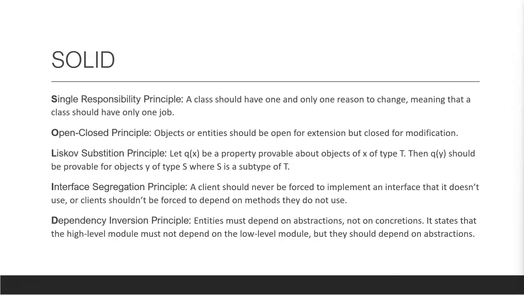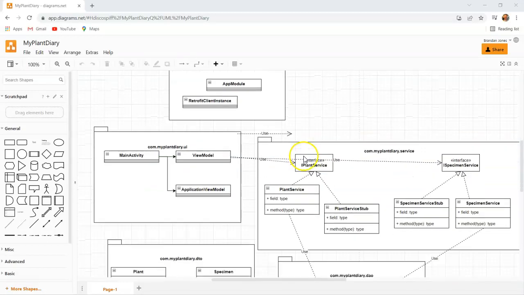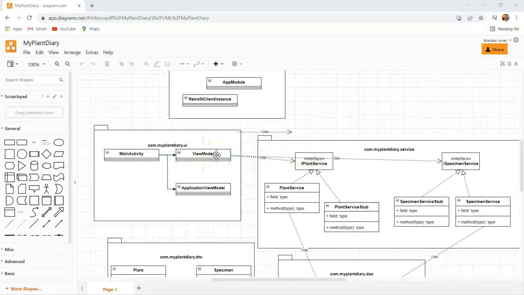And then dependency inversion, and this is really the root of Koin: entities must depend on abstractions, like an interface, not concretions, like a concrete class. A high-level module must not depend on the low-level module, but should depend on abstractions. To put it another way, take a look at our class diagram, and we see that the ViewModel points to the interface IPlantService, not to either one of the classes that implements that interface.